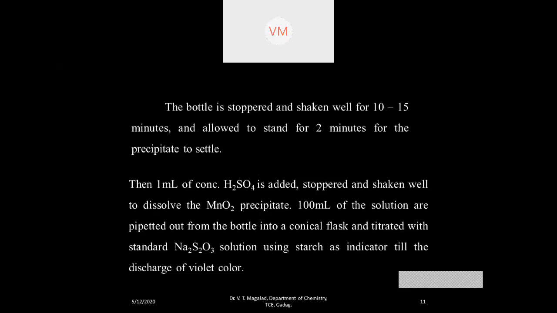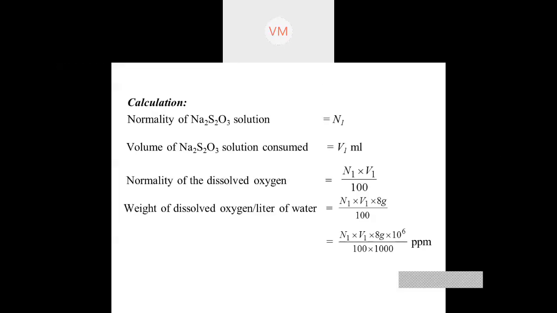During the titration, starch will be used as an indicator. The change in color will occur from blue to violet, sorry, white to violet color will be the change in the color.